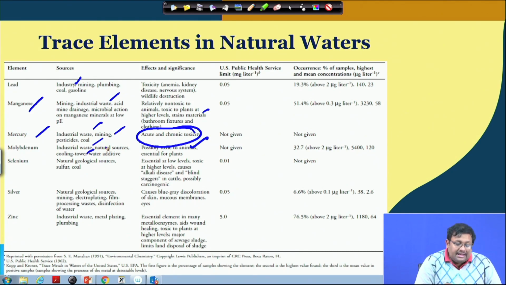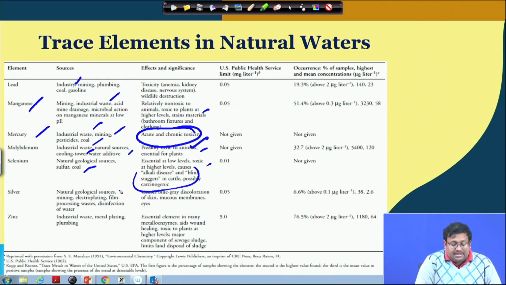Molybdenum is found again in industrial waste, natural sources, and cooling tower water additives, and is possibly toxic to animals. Selenium comes mainly from natural and different types of geological sources. It is essential at low levels but toxic at higher levels, causing alkali disease and blind staggers in cattle. So, this is also a deleterious effect of selenium.